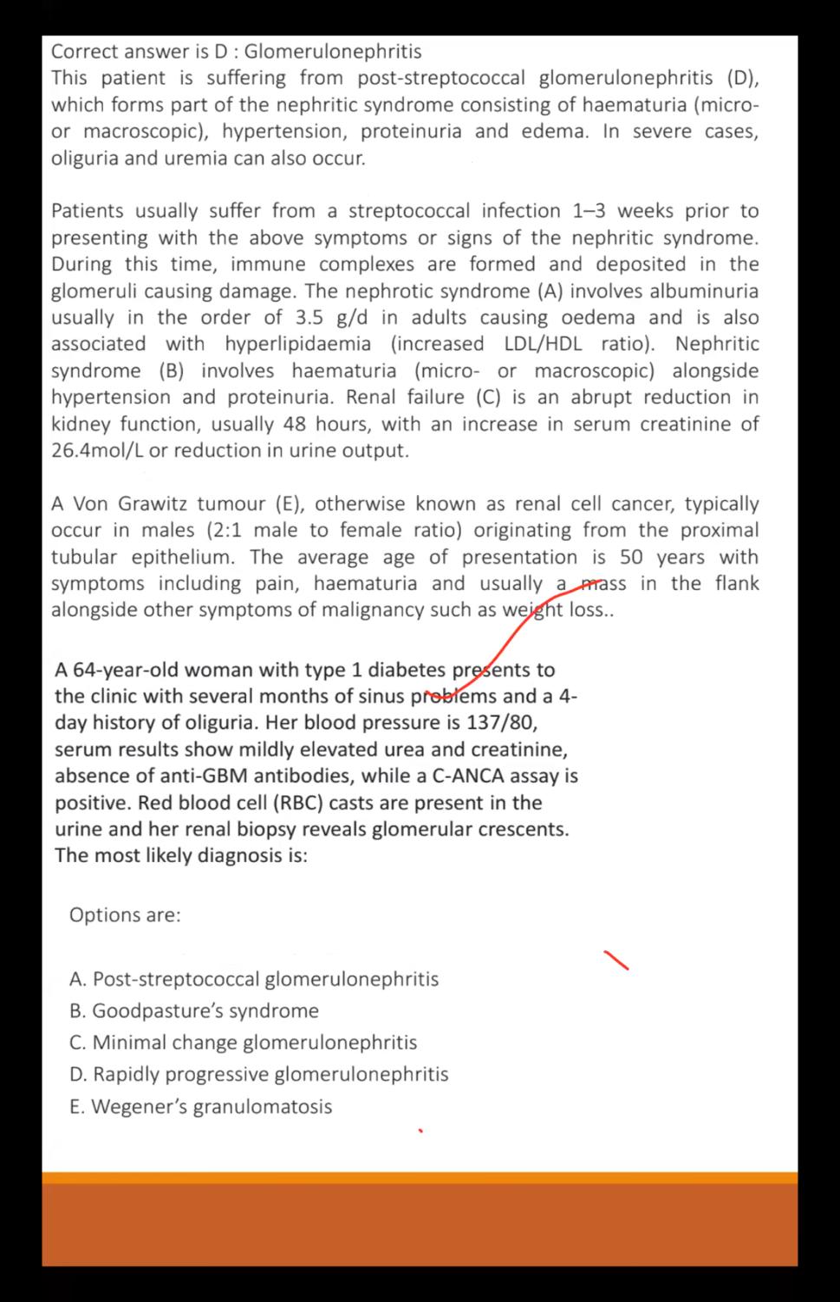ANCA attacks small to medium sized blood vessels resulting in necrotizing granulomatous inflammation. So see, Wegener granulomatosis is an autoimmune disease causing inflammation of the vessels. It commonly affects the upper respiratory tract, kidneys and lungs. So both I already discussed in the chart, we have to remember this way.